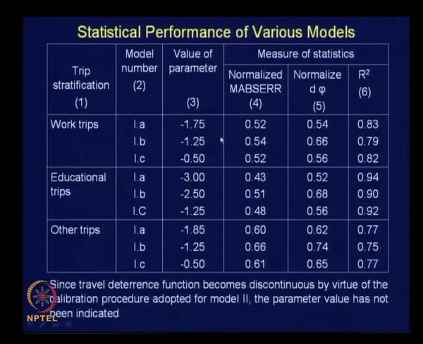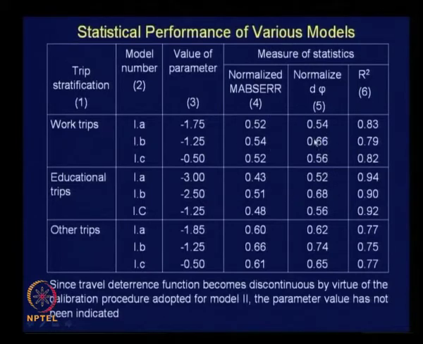And of course the differences between these parameter values are because of the variation in the functional form, that is how you are getting 1.75, minus 1.25, minus 0.5, but if you compare the corresponding values the same will be reflected. 1b and 1b, it is minus 1.25, it is minus 2.5, again increased deterrence for educational trips, whereas for other trips, which is a mix of trips made for shopping, social recreation and so on, the values are different. We will not be able to explain very clearly these numbers, whereas it is possible to compare these two values. And look at the statistics.